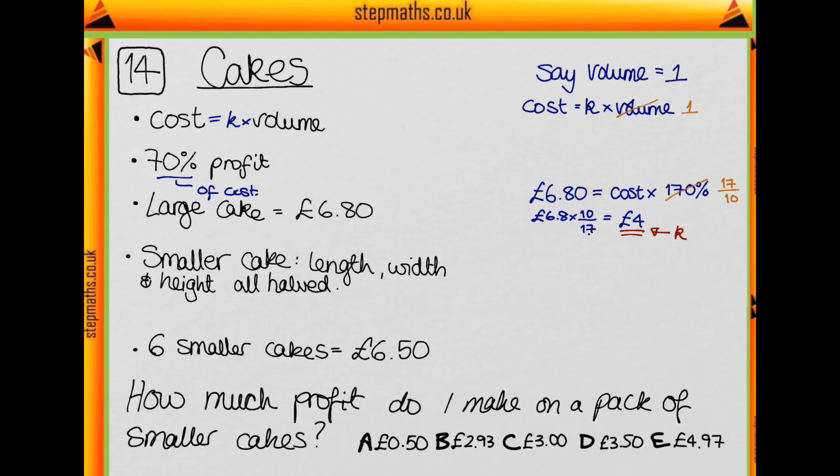So we know that cost is proportional to volume. So for the smaller cake, the cost is equal to k, which is 4, times the volume, which if it's 1 for the large cake up here, it's going to be 1/8. And so a smaller cake costs 50p. And so if one smaller cake costs 50p, then 6 smaller cakes are going to cost £3.